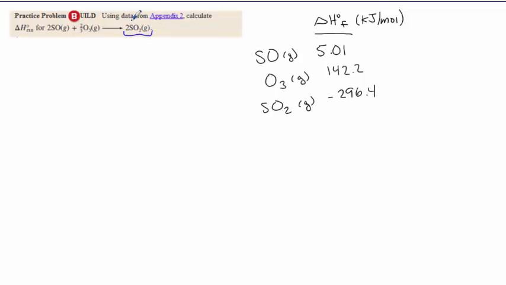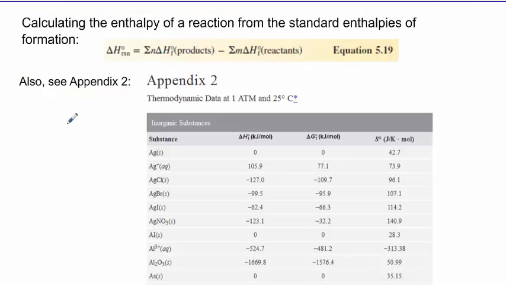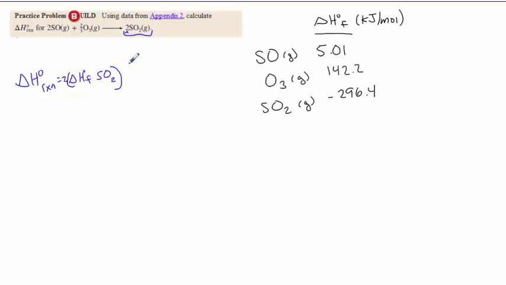I have 2 molecules of SO2, so delta H standard for the reaction will be the standard enthalpy of formation for SO2, and because there are two of them there, I'm going to multiply that by 2. So that's what that N means. You multiply by whatever stoichiometric coefficient there is. Now there's only one product for this particular reaction.